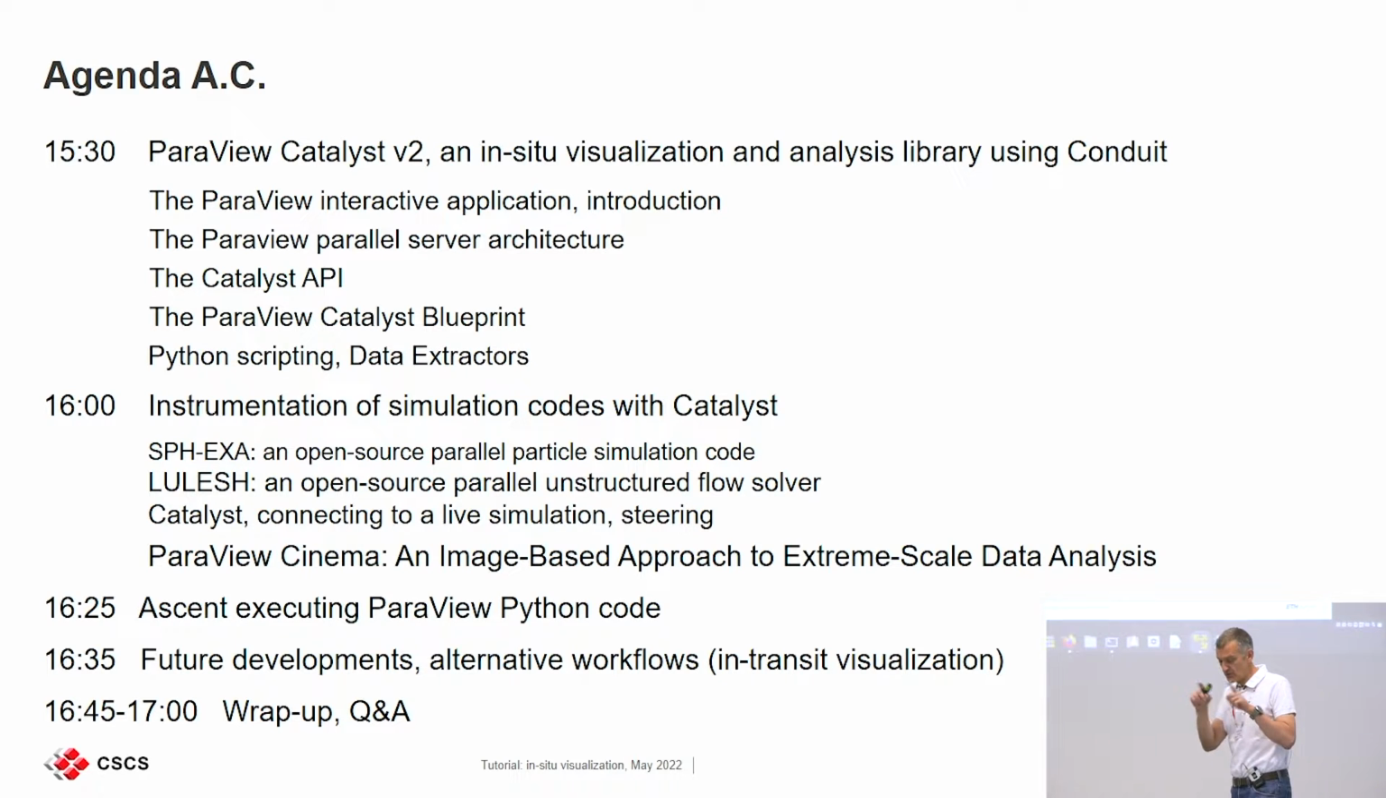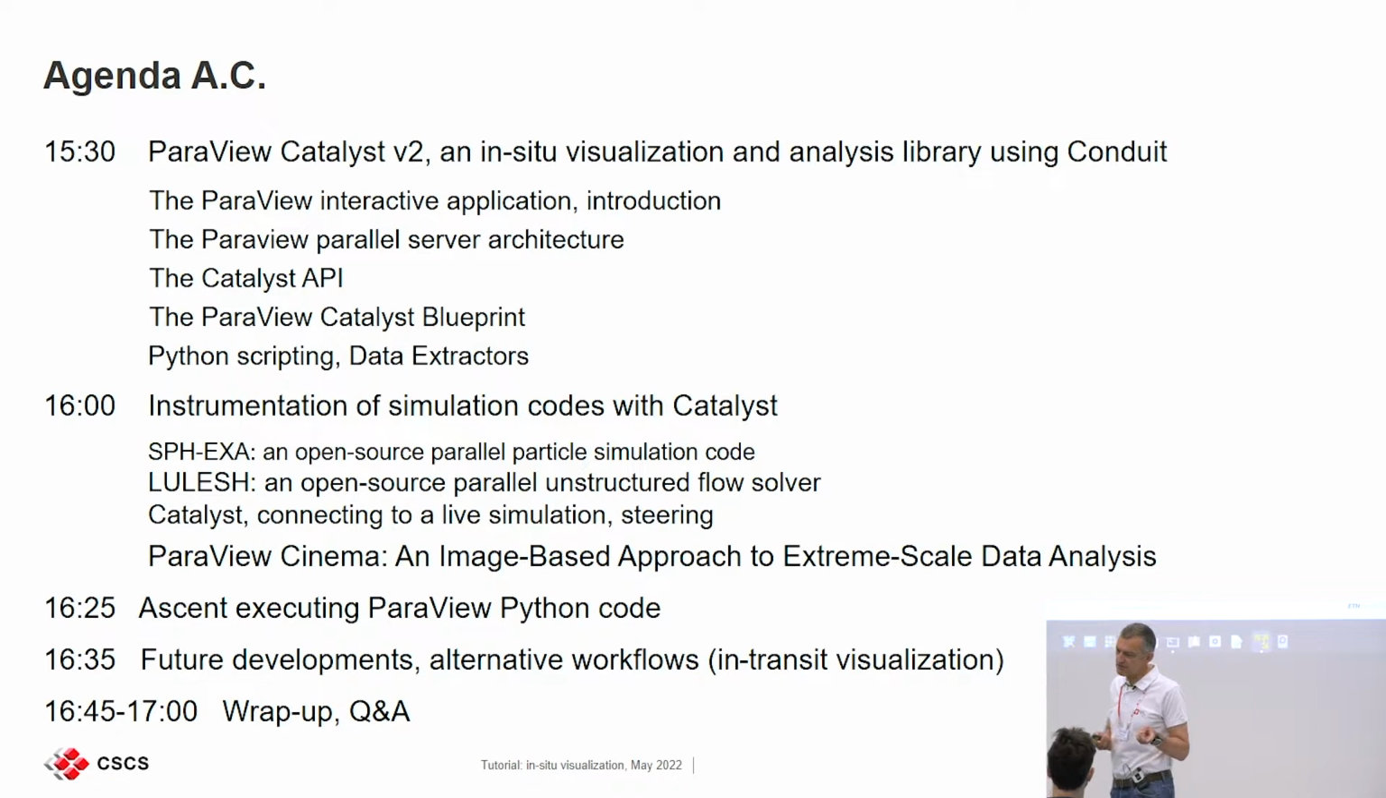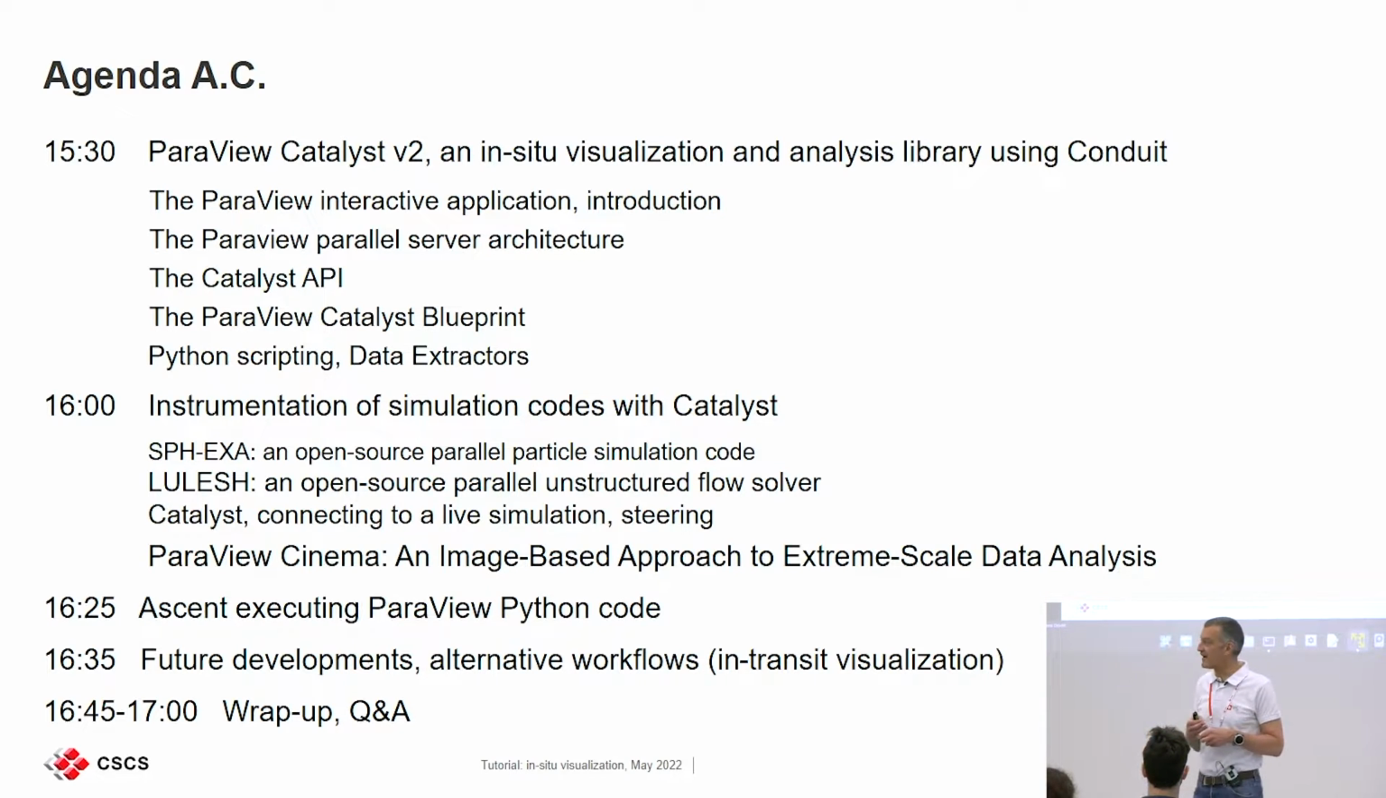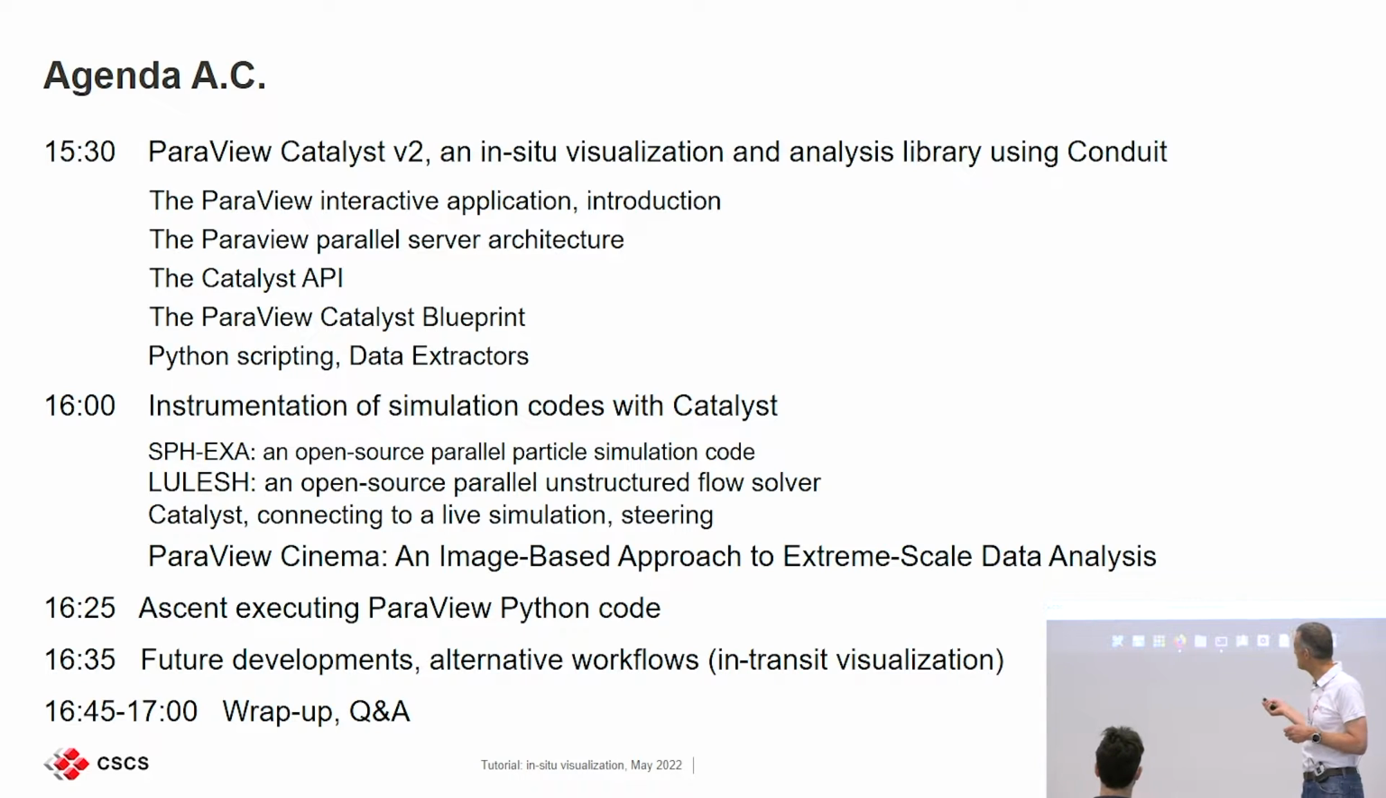And then to close the loop, Ascent can also execute a ParaView Python script, such that if you don't like one interface, you prefer the other one, well, you can play around. So this will be the last example we see.